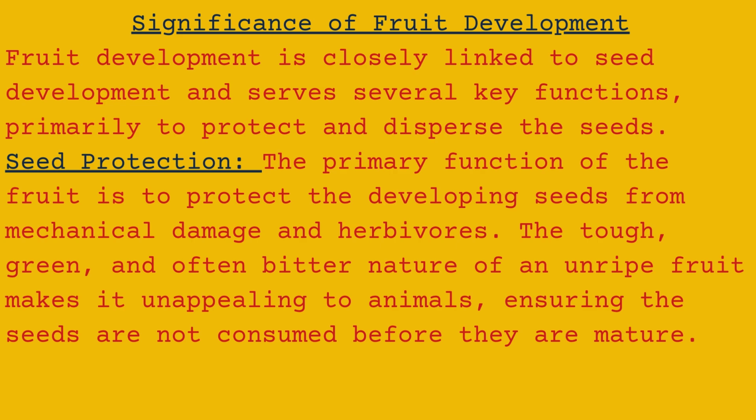Significance of fruit development. Fruit development is closely linked to seed development and serves several key functions, primarily to protect and disperse the seeds. Now, the first is seed protection. The primary function of fruit is to protect the developing seeds from mechanical damage and herbivores. The tough, green, and often bitter nature of an unripe fruit makes it unappealing to animals, ensuring the seeds are not consumed before they are mature.